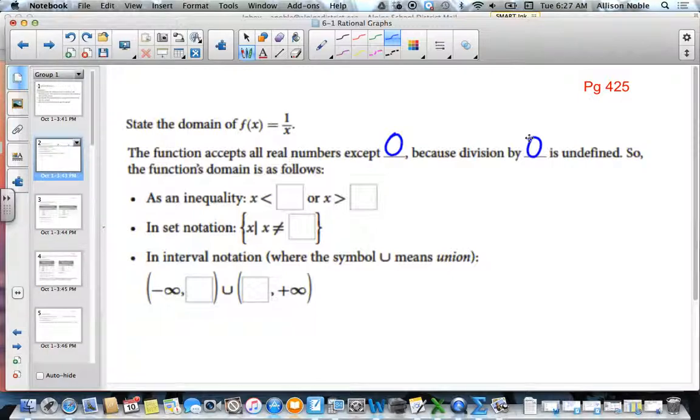If you wrote that as an inequality, it would mean that x is less than 0, or x is greater than 0. If you wrote it in set notation, it would be the set of all x's such that x cannot be equal to 0. And in interval notation, it would go from negative infinity to 0 with a parenthesis, union, 0 to positive infinity. You don't have to write the plus sign on the positive infinity.